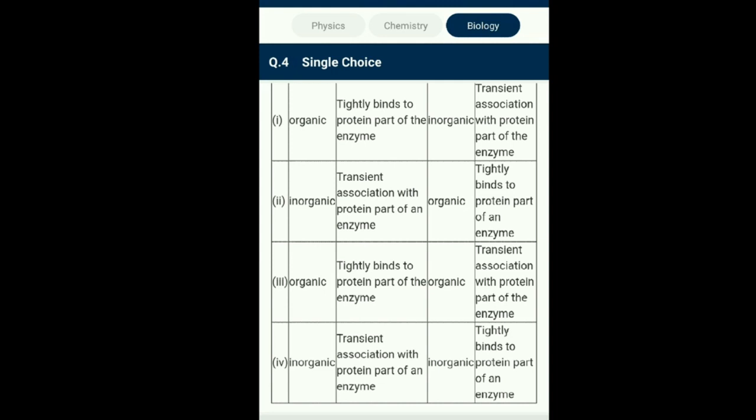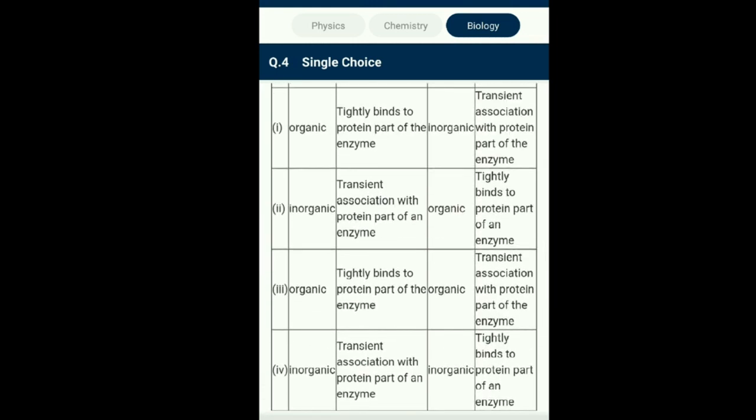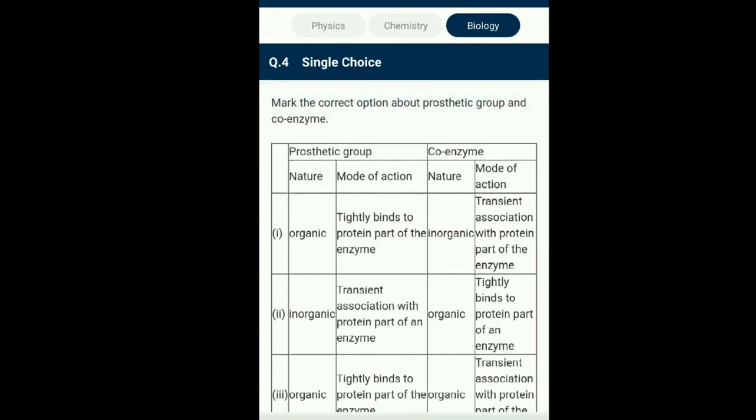Catalytic activity is lost when the cofactor is removed from the enzyme, which testifies that they play a crucial role in the catalytic activity of the enzymes. So the answer for this question is option C. From the given tabular column, the third one is organic, tightly binds to the protein part of the enzyme. That is organic, with transient association with the protein part of the enzyme. So that is the prosthetic group and coenzyme.